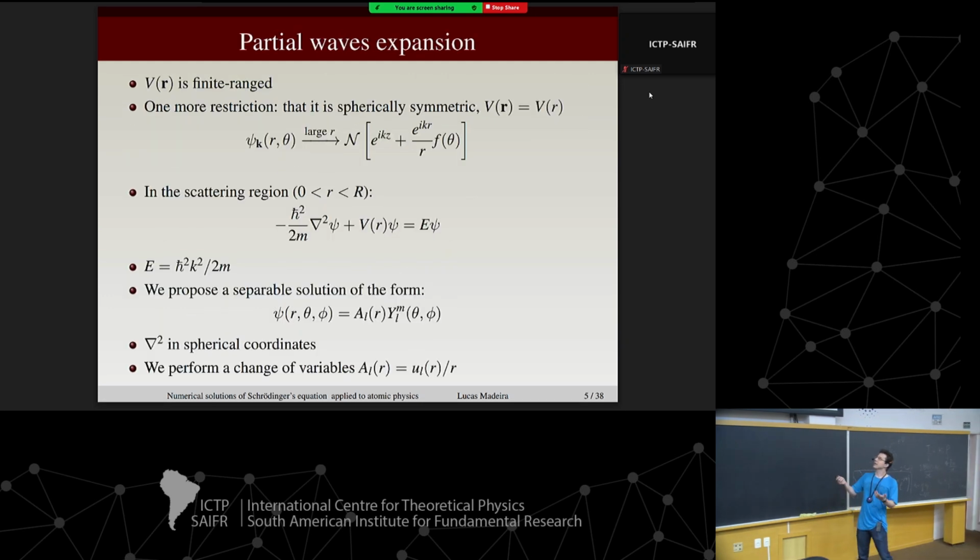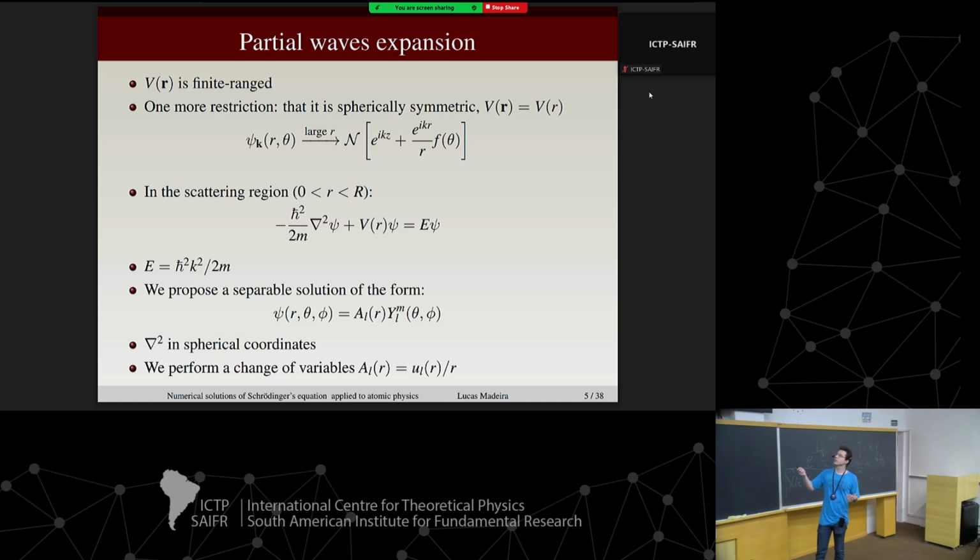So I already said that the potential is finite ranged. I'm going to put one more restriction, that is, it is spherically symmetric. That's going to make our problem easier, okay? And then my asymptotic wave function, if I look far away from the origin, is going to be that plane wave that was coming, my initial state, plus the spherical wave with this weight here that's going to characterize how much it was scattered, and it's called the scattering amplitude, okay?